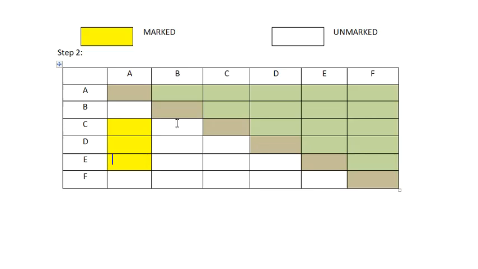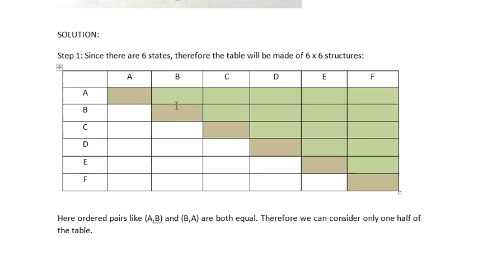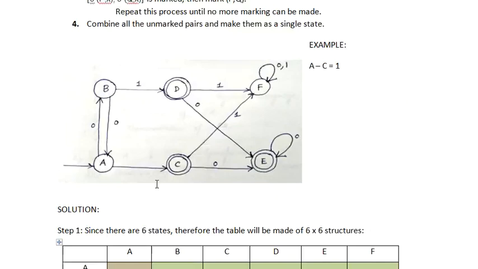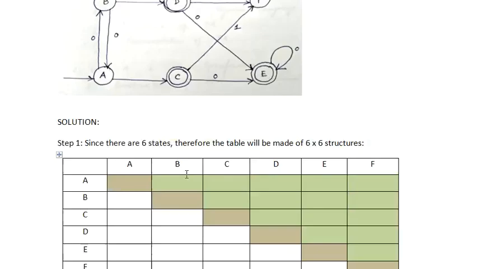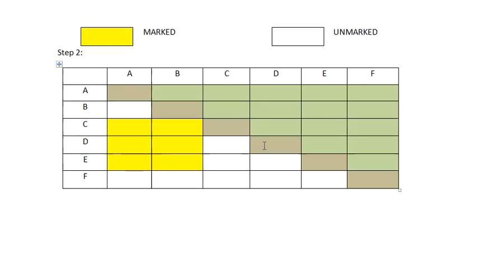Now coming back to BC. BC is non-final final. Very good, then I can mark this BC. Now BD is also non-final final, so I can mark it. Like this you have to mark it. BE is also non-final final, so this one also I can mark. You can look into the diagram. Then BF is non-final, so it will remain as it is. So B part is done.